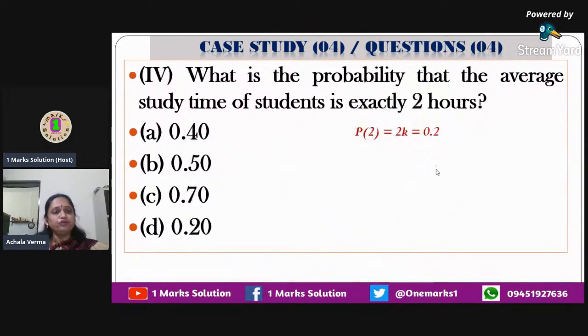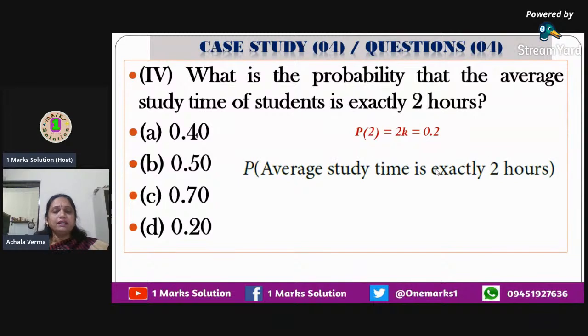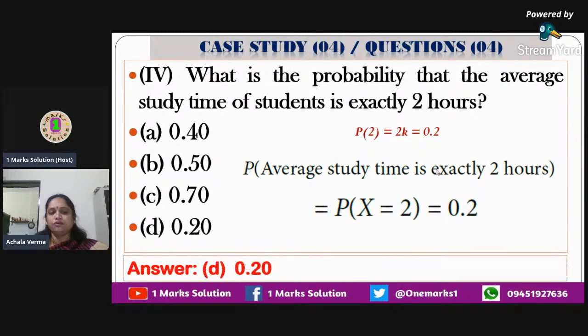Next, we move to the next question. What is the probability that the average study time of students is exactly 2 hours? Exactly 2 hours is P of 2. Simple answer, isn't it? 2 times K, 0.2. That's our right answer, and option D becomes our correct option.